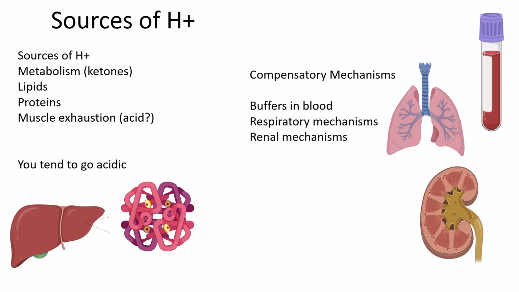Hydrogen cations, or protons, are constantly being produced by just living normal metabolic processes. You are always making hydrogen cations, which means that you are always going acidic throughout your day. Your life is a battle to be less acidic.